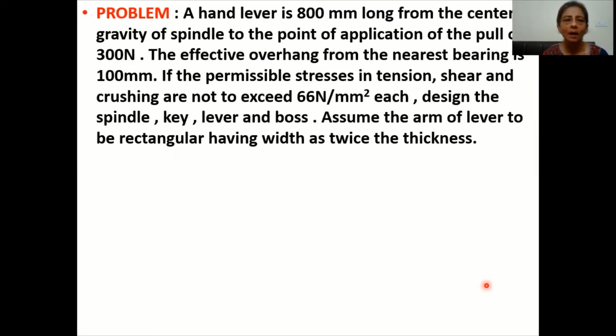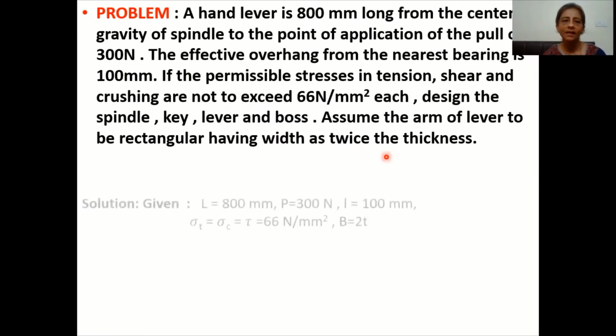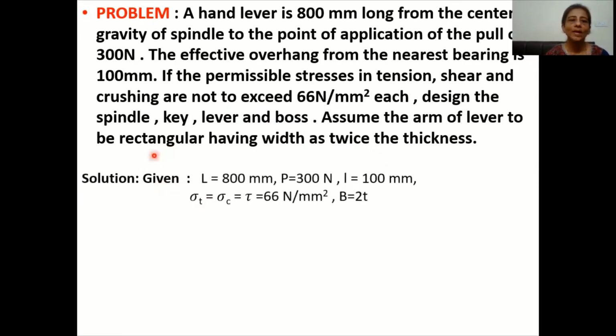Assume that arm of lever is rectangular having width as twice the thickness. So let us write given data. Effective length of lever is 800 mm. P, that is effort applied at the end of the lever, is 300 Newton. Overhang length is 100 mm. Sigma T, sigma C and tau is 66 Newton per mm square and breadth is 2 times thickness.